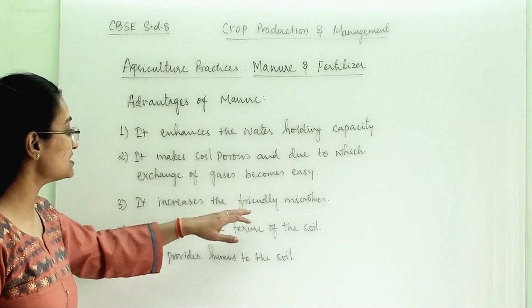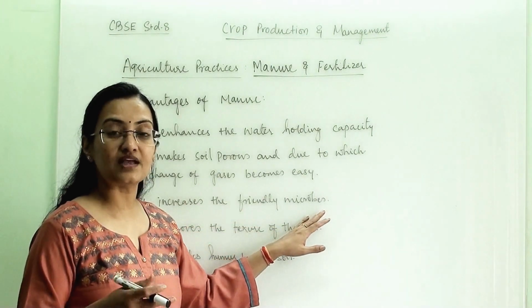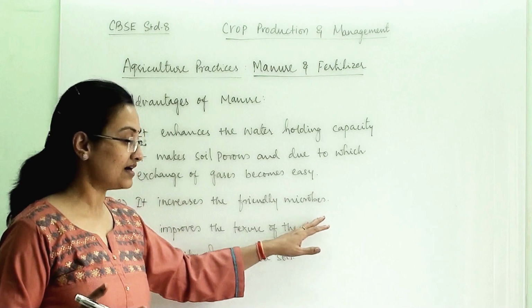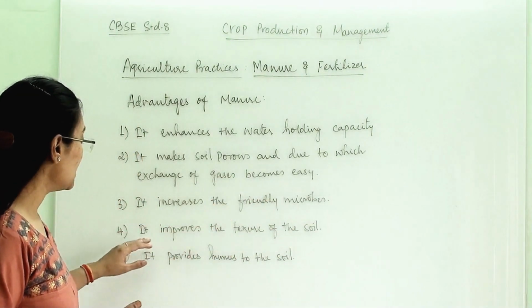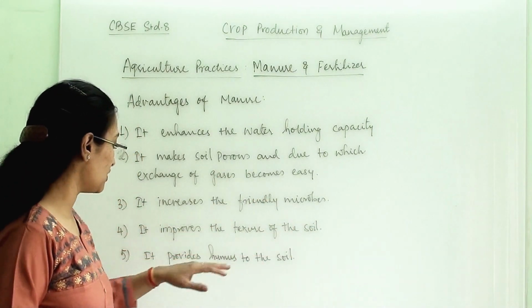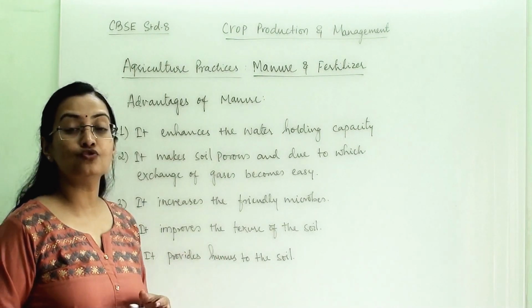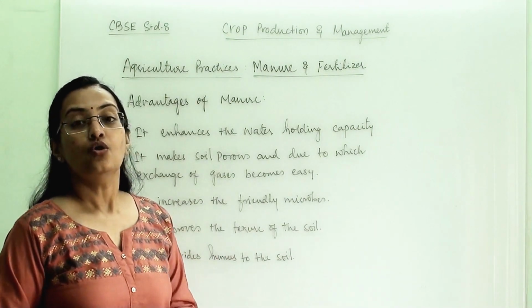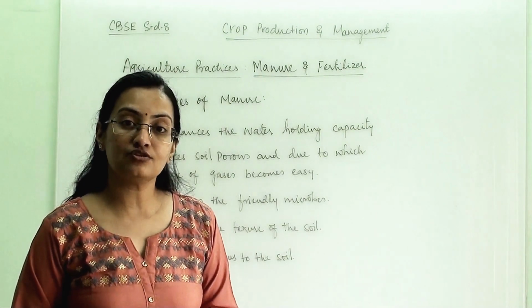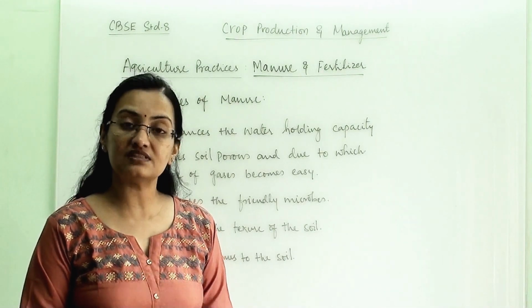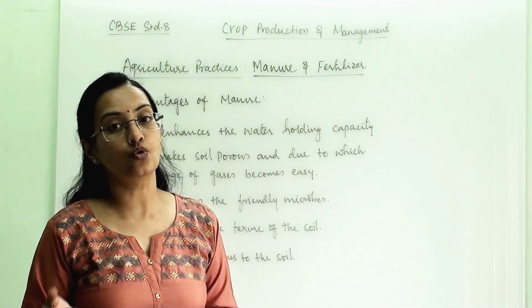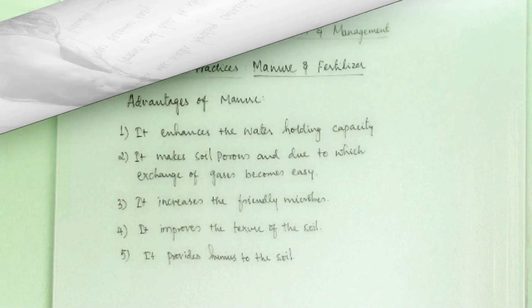It increases the friendly microbes. These microbes are beneficial for the plant, so it increases their count. It improves the texture of the soil. It provides a lot of humus to the soil. So overall it is very beneficial for the plants, and that's why we say that manure is preferred over fertilizer.